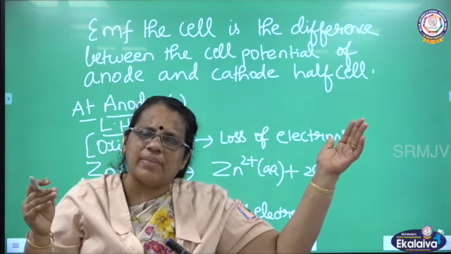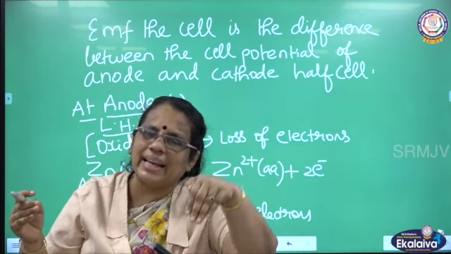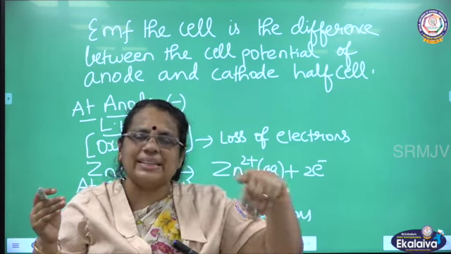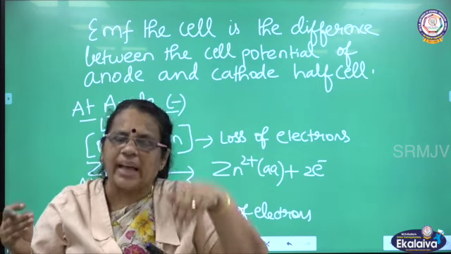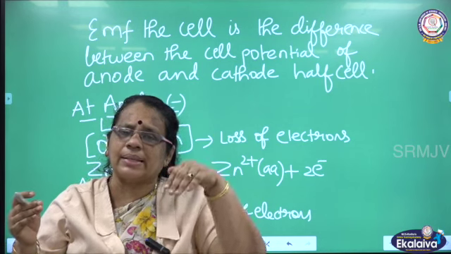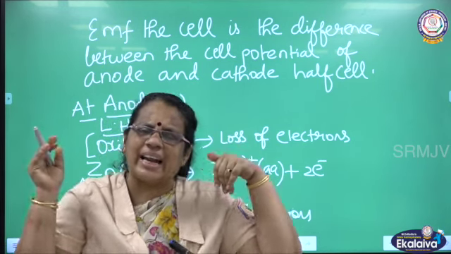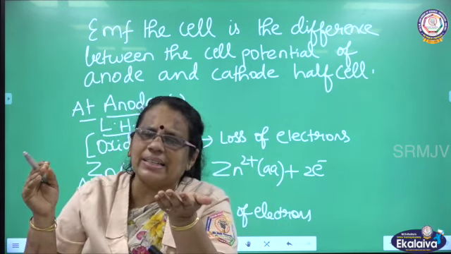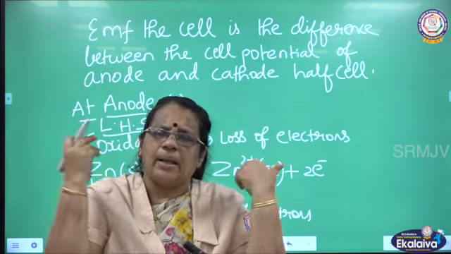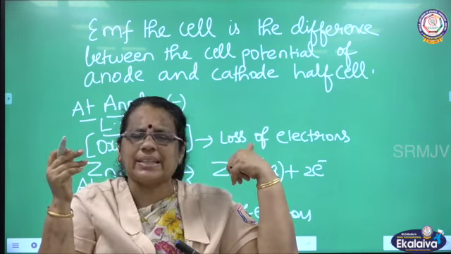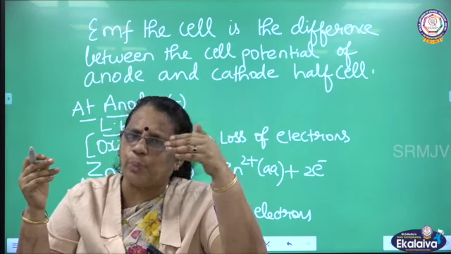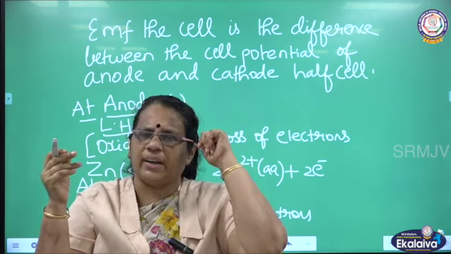What is the reaction taking place in the left hand side? Oxidation, because the left hand side is the negative terminal where oxidation is taking place, that is, the electrode loses electrons. The electrode, which is in the solid state, loses electrons and becomes aqueous. So zinc solid becomes zinc 2 plus aqueous by losing 2 electrons.